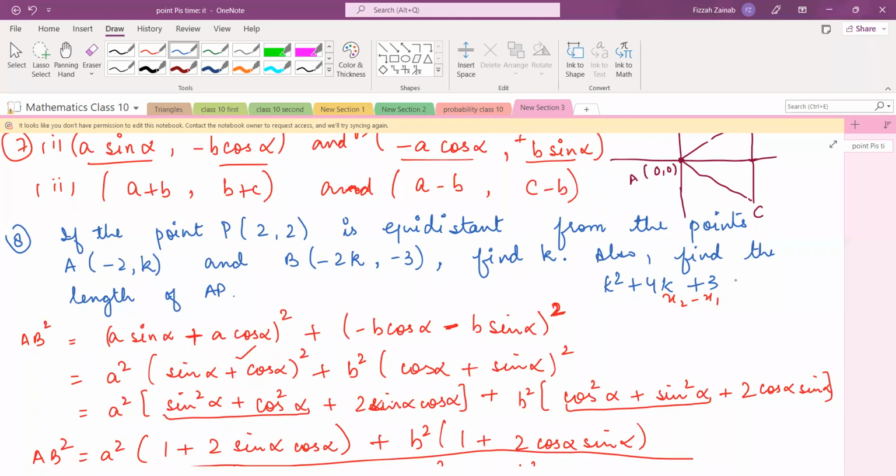Yes, ma'am. If the point is equidistant, it is equal to 0, right? So you can do splitting of the middle term. I got -3 and -1. So you have to find the value of k, okay? And also find the length of AP. If you use any of the values, you will get the same distance, right? Okay, ma'am. AP will be actually 5 units.